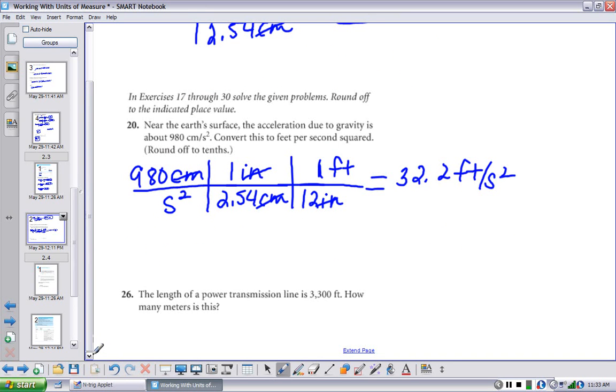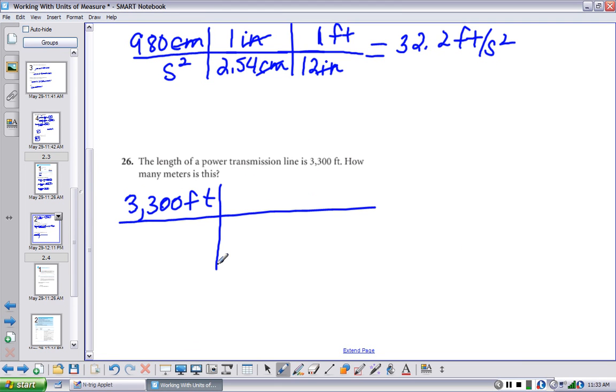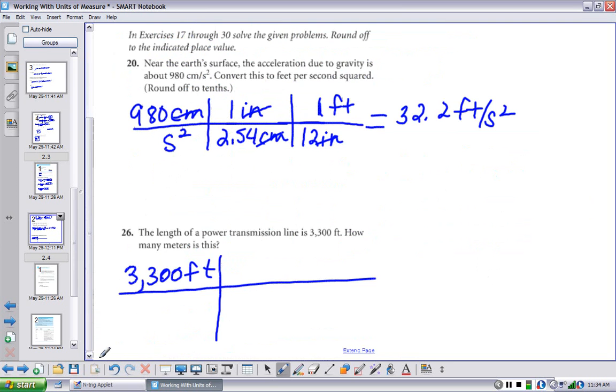Let's look at one more problem. The length of a power transmission line is 3,300 feet. How many meters is this? Well, let's go back and look at our chart. We have a conversion from meters to inches. 39.37 inches equals 1 meter. So if we look at our problem again, they want us to go to meters.